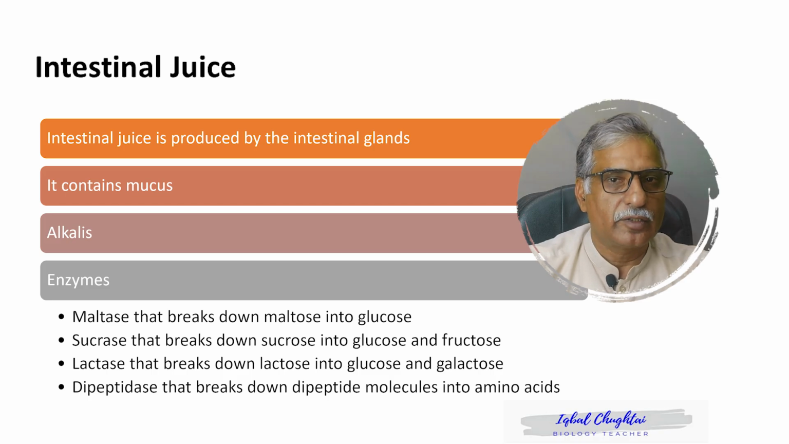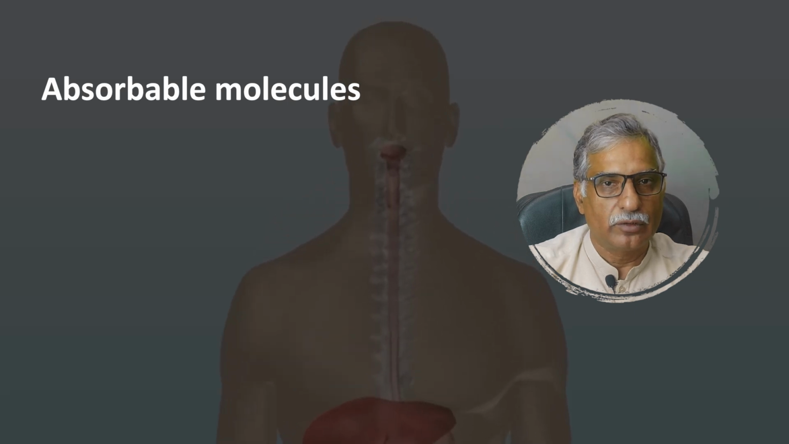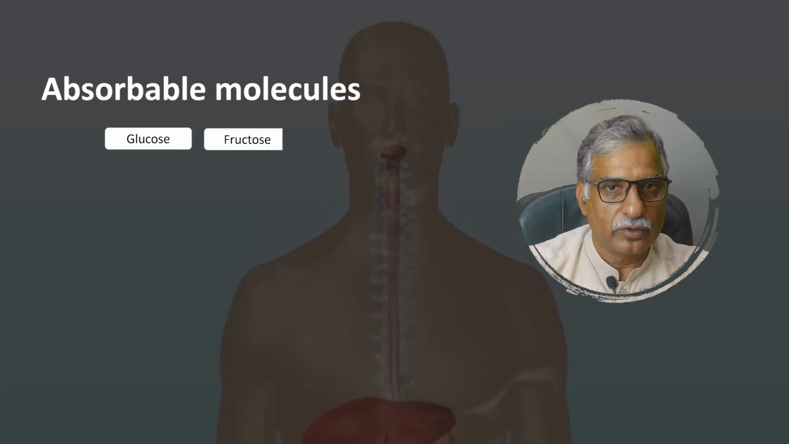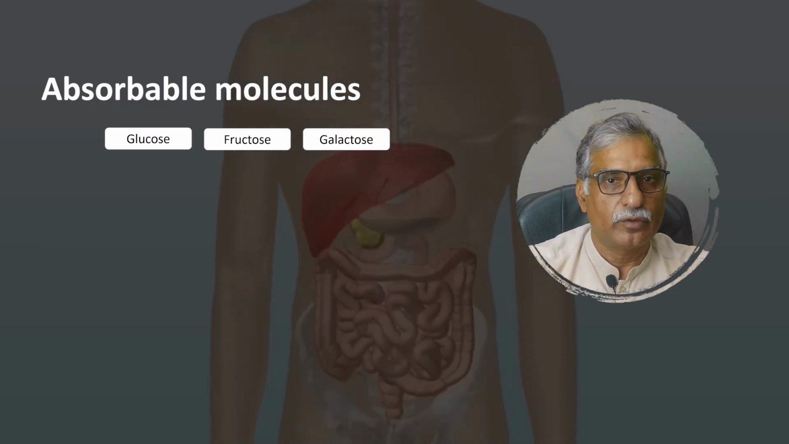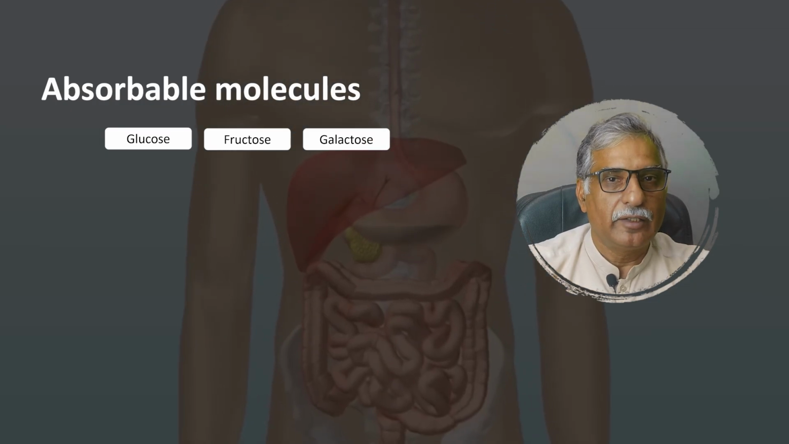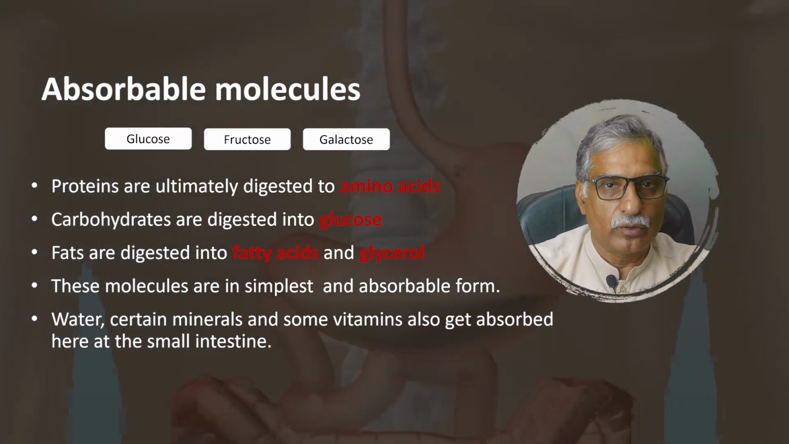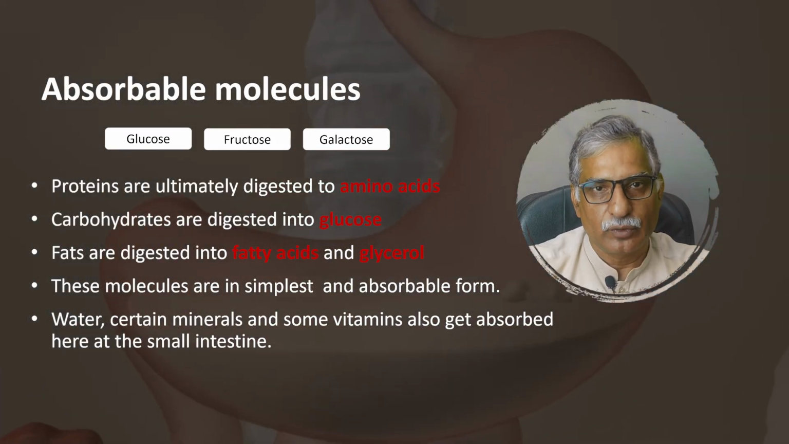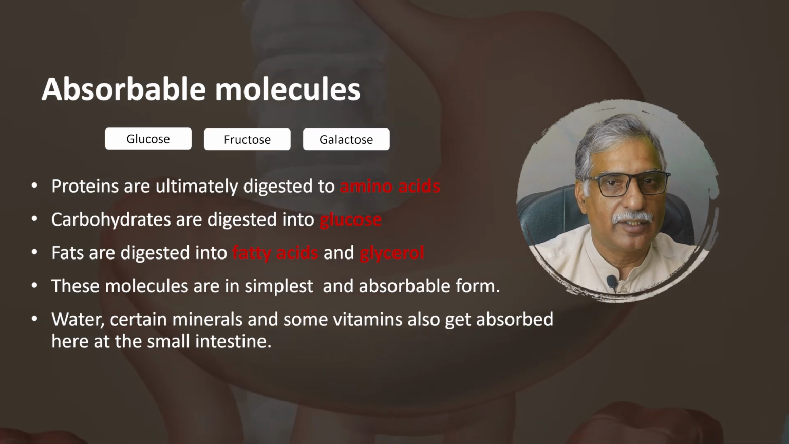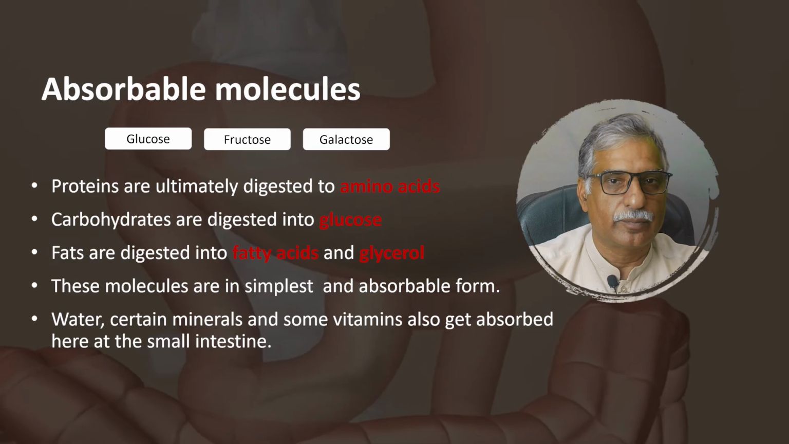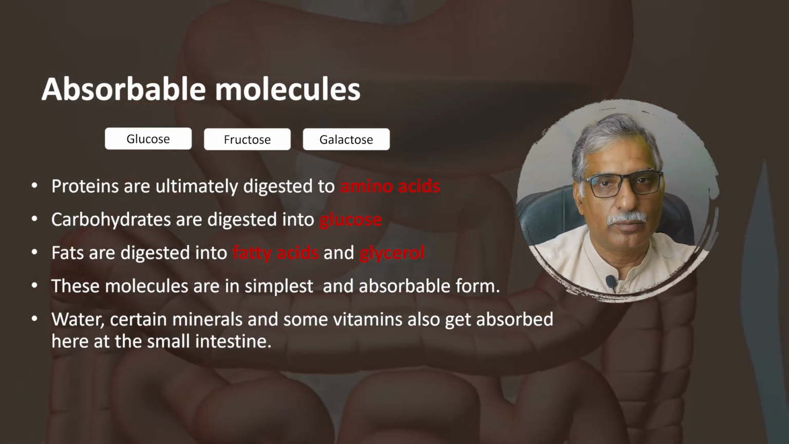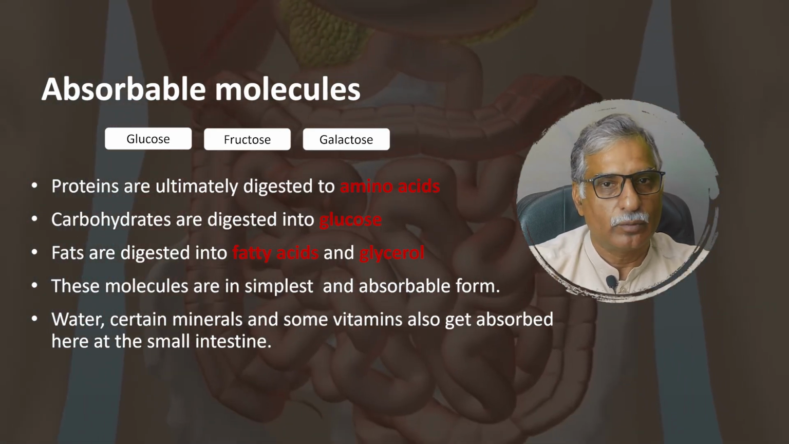Now in the small intestine, we have absorbable products, and these products include glucose, fructose, galactose. Fructose and galactose are isomers of glucose. So that's why we will mainly discuss glucose. So glucose, fatty acids, glycerol and amino acids are the digested products of carbohydrates, fats and proteins that are to be absorbed into the bloodstream and circulated into the body.